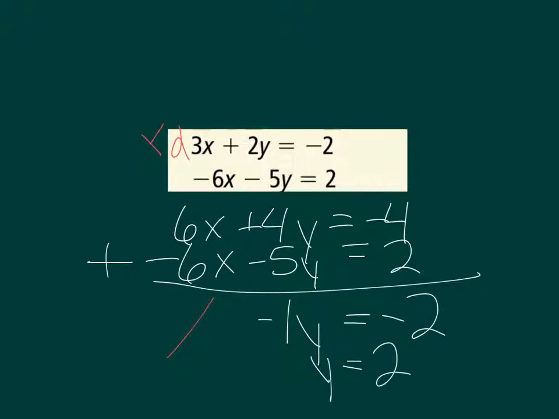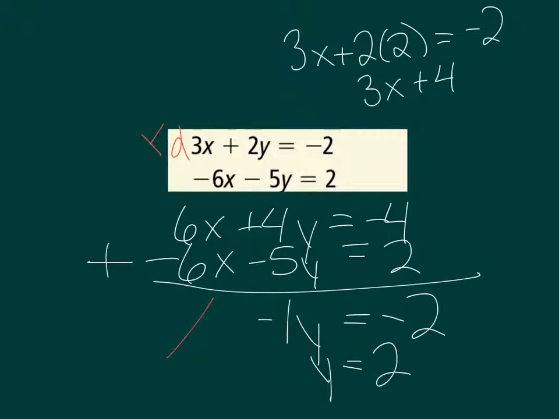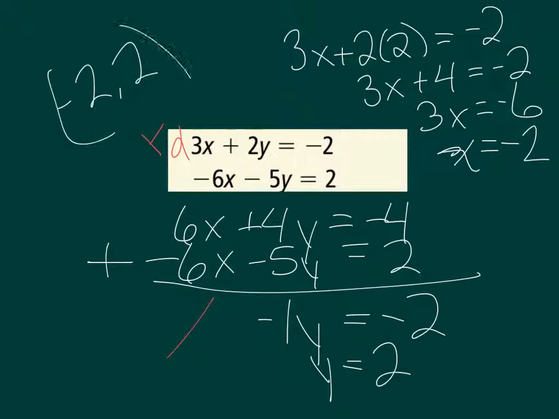I plug that in. I can plug it in up here. 3x plus 2 times 2 equals negative 2. I multiply: 3x plus 4 equals negative 2. I subtract the 4, 3x equals negative 6. I divide, x is equal to negative 2. So I get negative 2, comma, positive 2, because again, this y down here was positive, this x up here was negative. Pretty straightforward whether you have to multiply or not multiply.